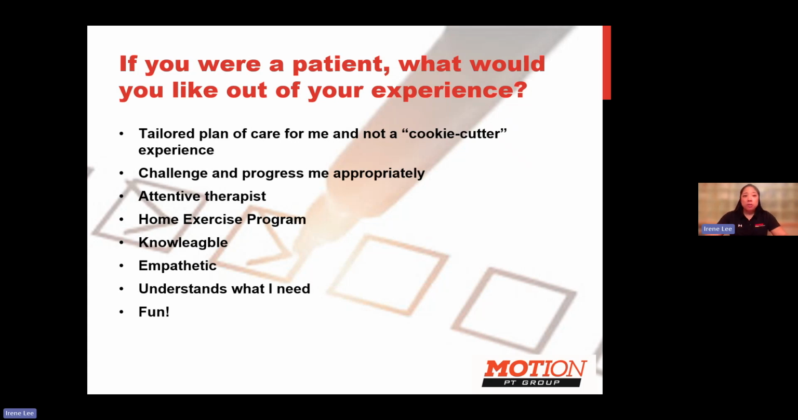They give me a home exercise program. You'd be surprised about how many people actually don't have a home exercise program. So they could be going to PT or OT 2 or 3 times a week. But if you really think about it, we have 168 hours in a week.